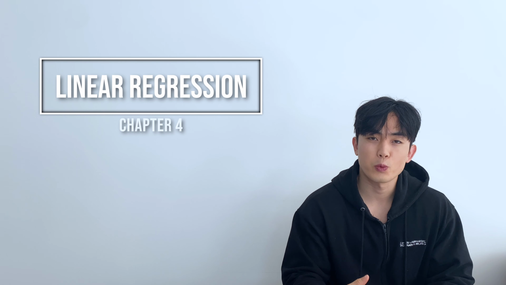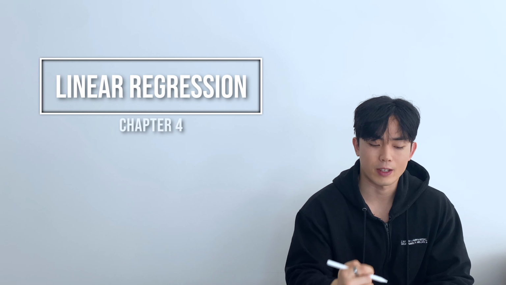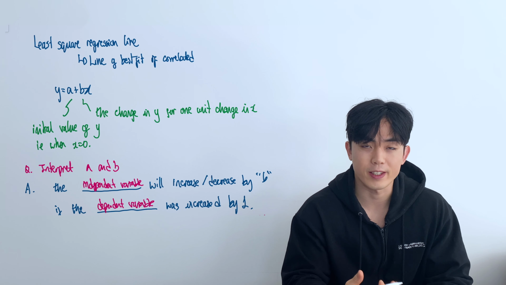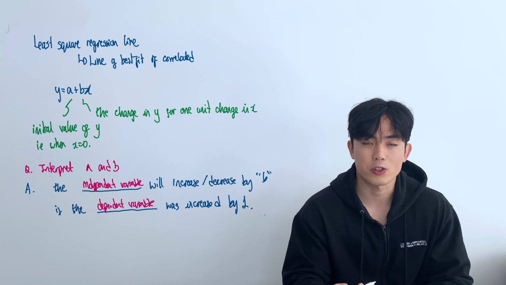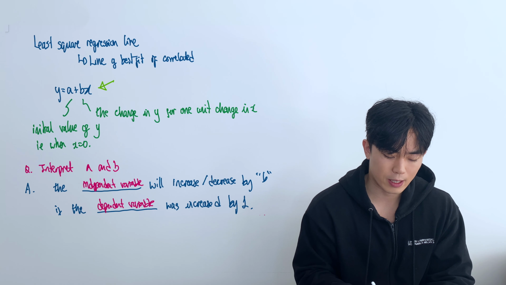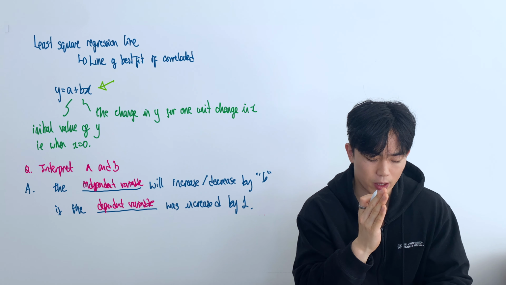Alright, so once we know if the two data, or the bivariate data, is correlated, then we can draw the straight line, right? And that line is actually called a least square regression line. It's basically a line of best fit. And because it's a straight line equation, it's in the form y = a + bx, where x is the independent variable and y is the dependent variable.